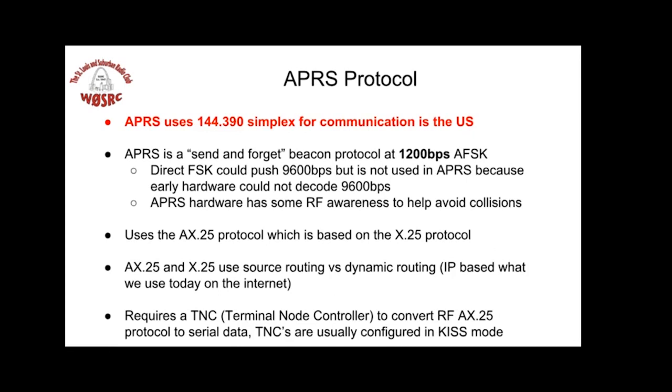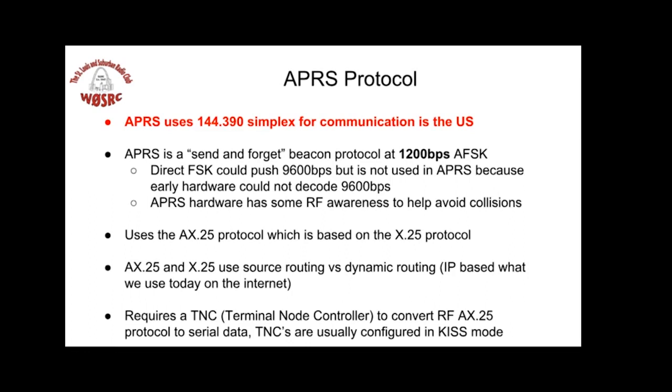APRS protocol. Here in the United States, we use 144.390. So if you tune your radio to 144.390, you're going to hear all of the APRS packets that are in your area. Different countries use different APRS frequencies. We use 144.390. APRS is a send-and-forget beacon at 1200 baud AFSK. Got to remember that, 1200 bits per second.